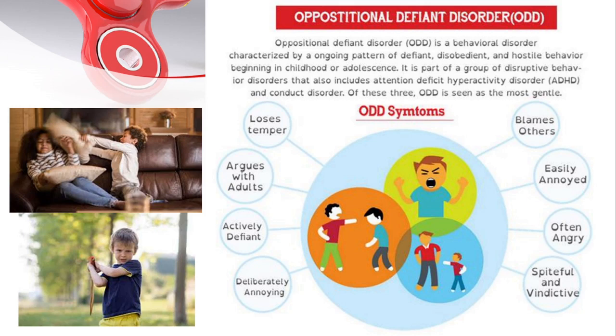They will deliberately annoy others and they blame others for their faults. They are easily annoyed and they become angry often, and they are often spiteful and vindictive. That means they often have a desire to hurt others and also a desire for taking revenge on others. These are the characteristic symptoms of oppositional defiant disorder.